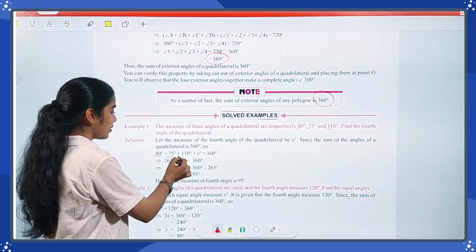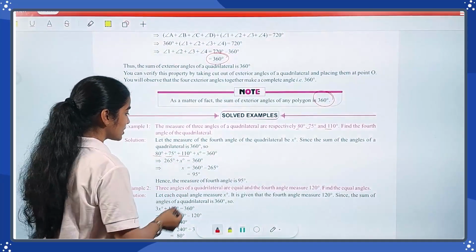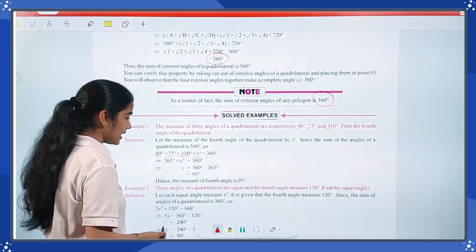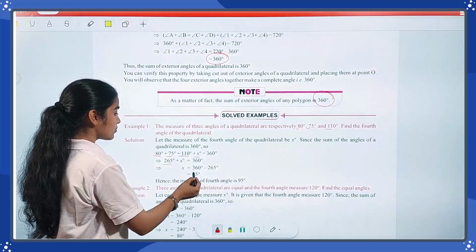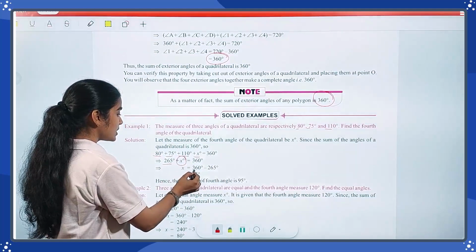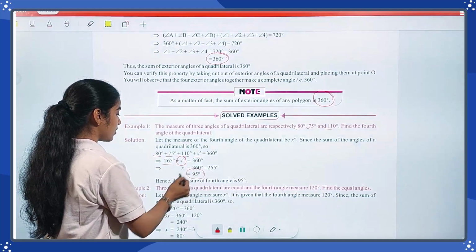80 plus 75 plus 110, and the missing angle we place as X. Let that angle be X. The sum of 80, 75 and 110 is 265. Now what you have to do to find the fourth angle is 360 minus 265, and there is your answer.